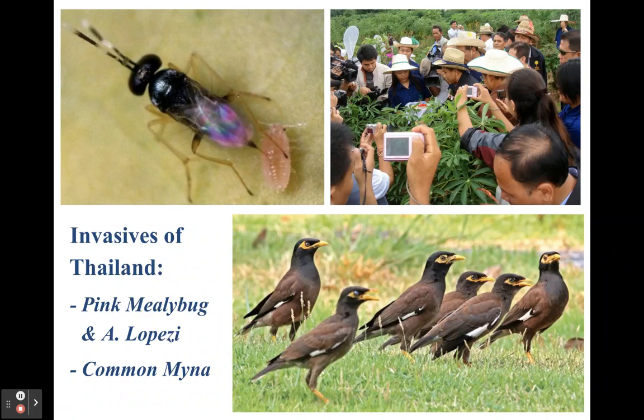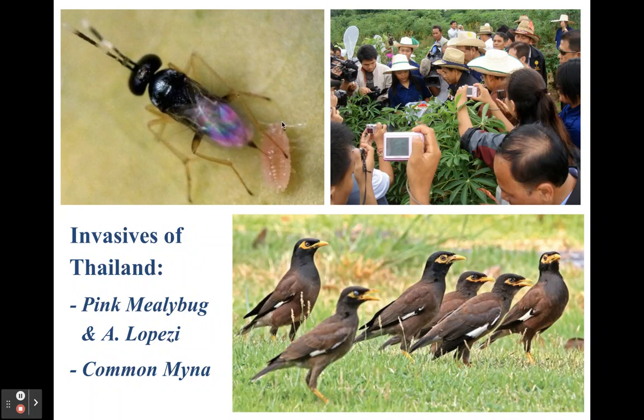One is the common myna, which is the bird on the bottom, a bird you're probably well familiar with because they're very common. But these are pretty aggressive birds, and as they've established themselves outside of their native habitats, they really push out a lot of the native bird species. And the last is the common mealybug, this little pink bug here.